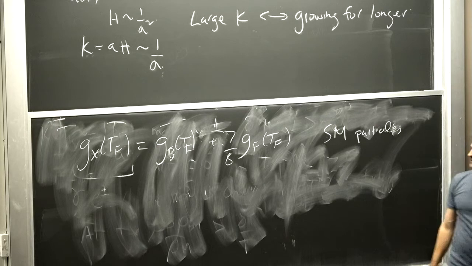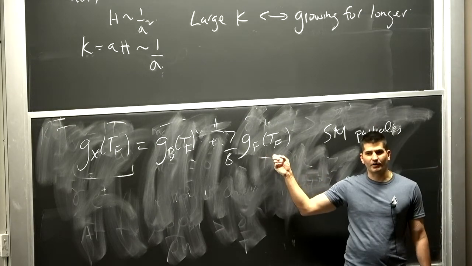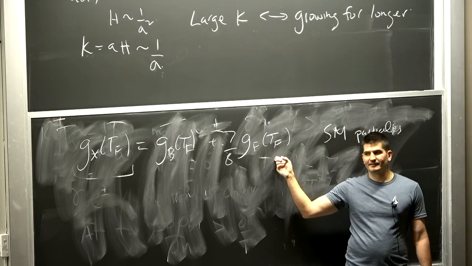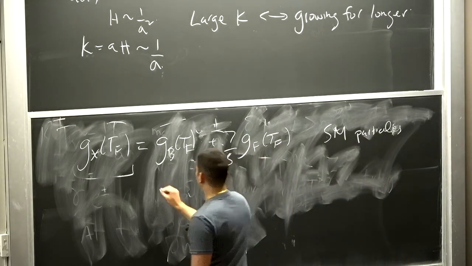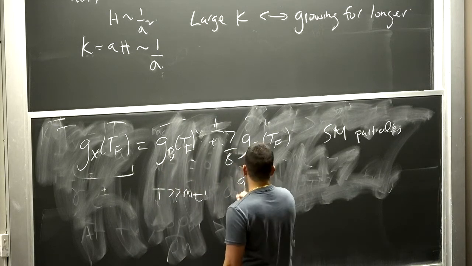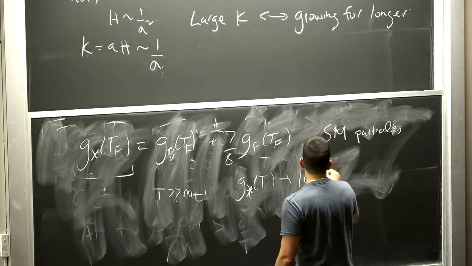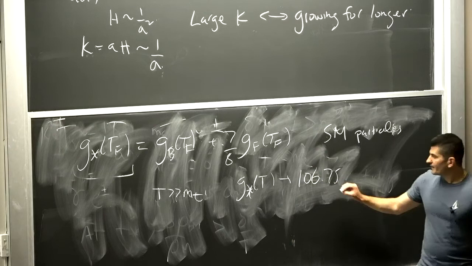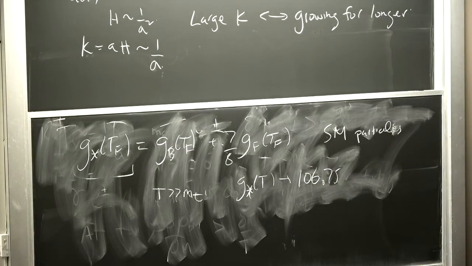So if I'm at 10 TeV, does this number change if I go to 100 TeV? Why not? Correct. So this thing asymptotes. For T much greater than the top mass, this quantity asymptotes to 106.75. So the fact that there's not a huge number of degrees of freedom right above the top tells us that this thing asymptotes.